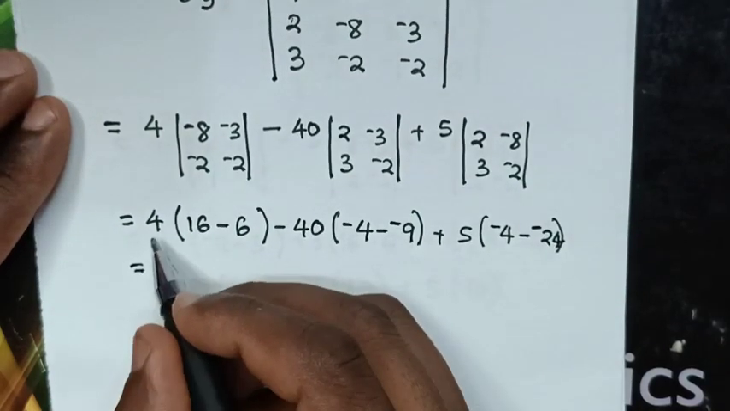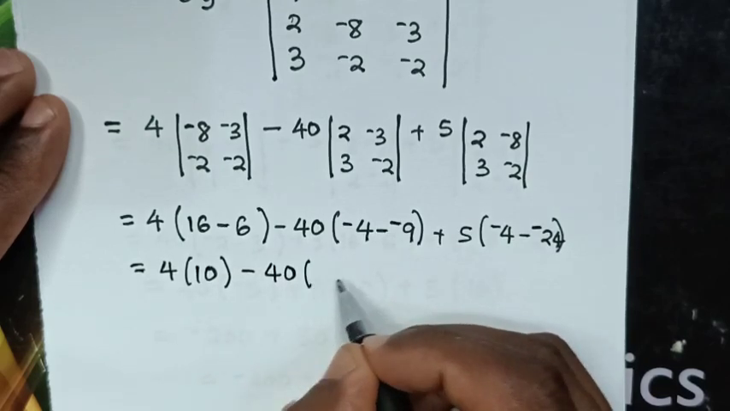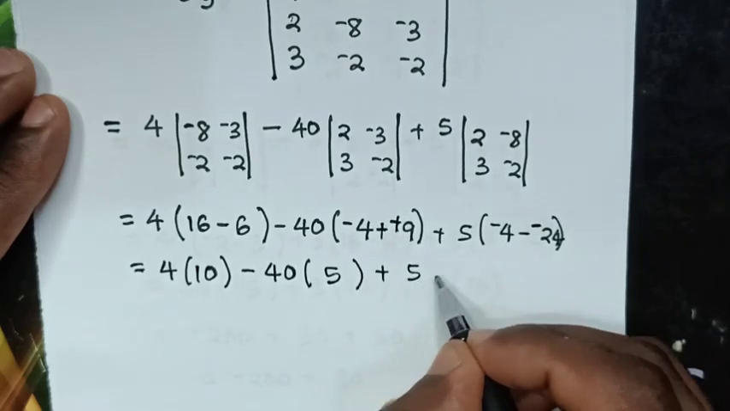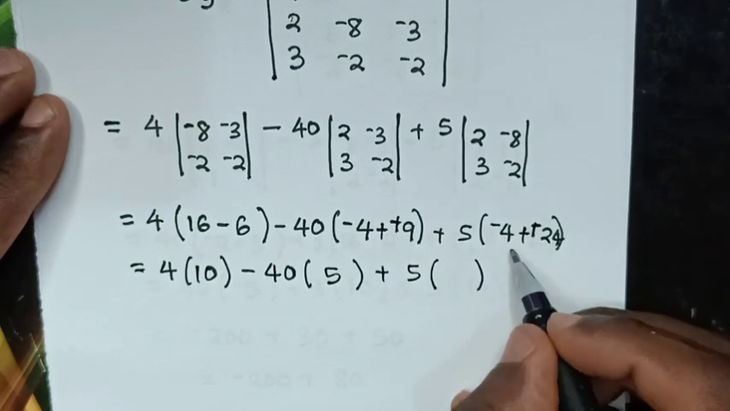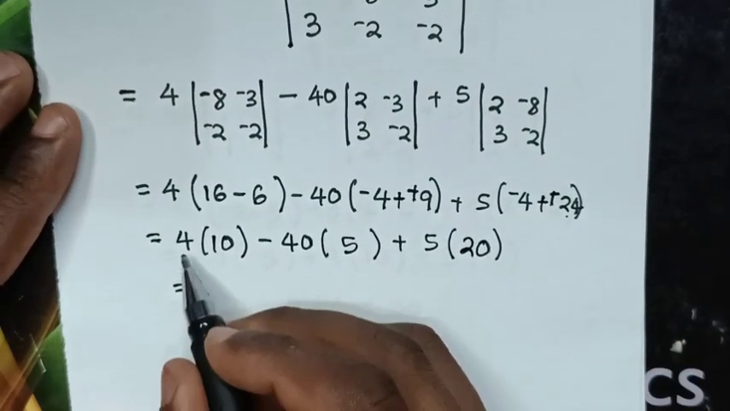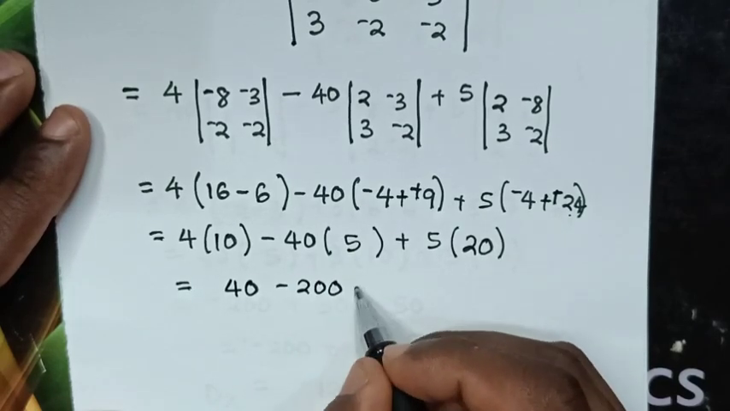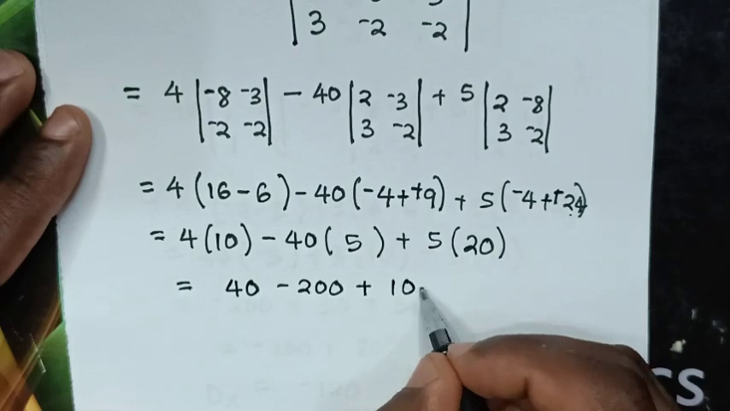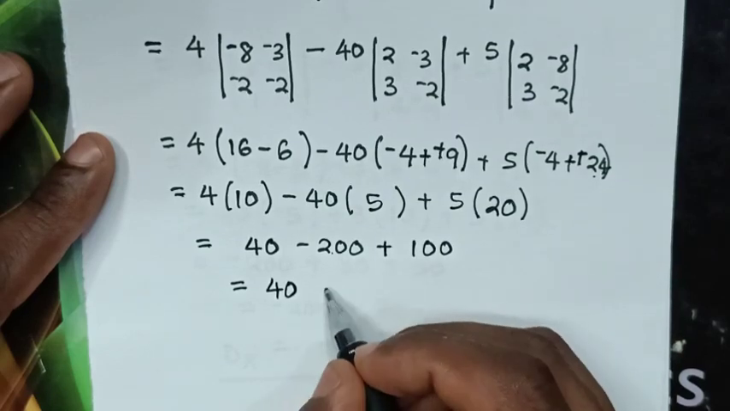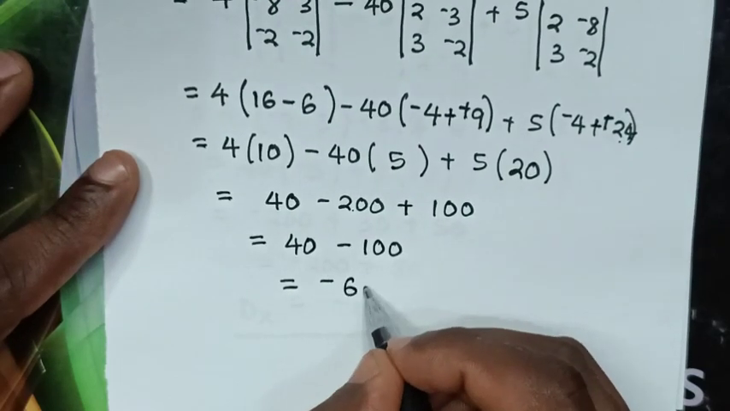Then it will be equal to 4, 16 minus 6 is 10, then negative 40, bracket, in here to be positive, negative 4 plus 9 is 5, plus 5, bracket, in here to be positive, negative 4 plus 24, it is positive 20. Then it will be equal to, this times this is 40, negative 40 times 5 is negative 200, then plus 5 times 20 is 100. Then it will be equal to 40, negative 200 plus 100 is negative 100. Then it will be equal to 40 minus 100 is negative 60.